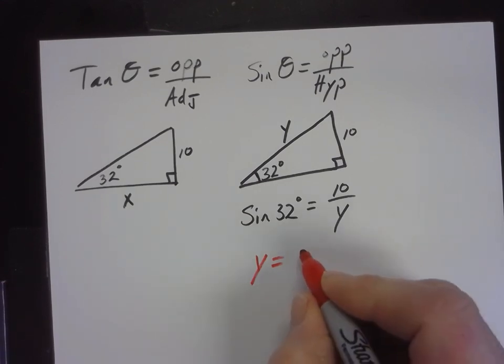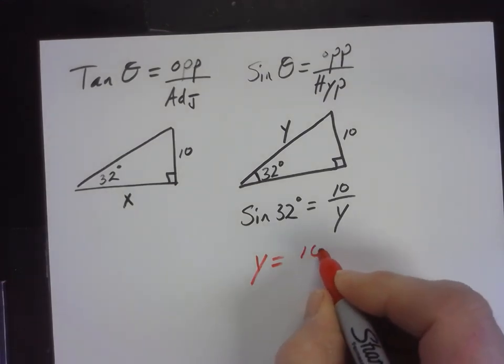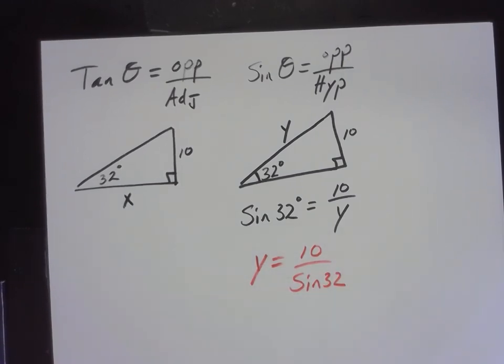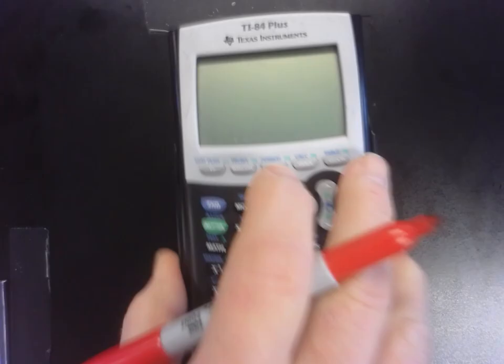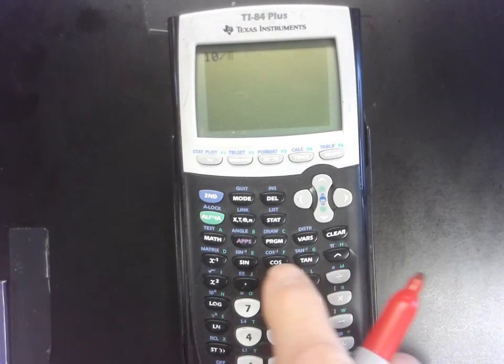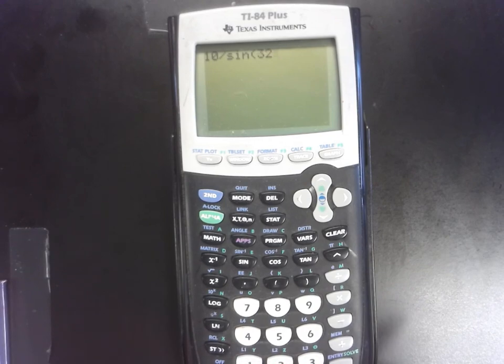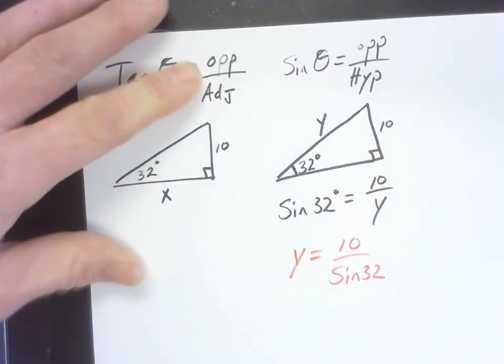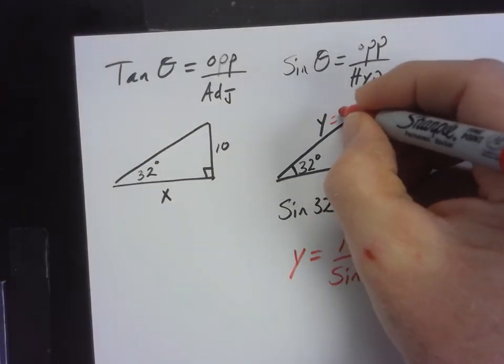Say it loud. Yep. 10 divided by the sine of 32 degrees, which we can do. We can ask our calculator. 10 divided by the sine of 32. And it says it's about 18.87. So this is 18.87.